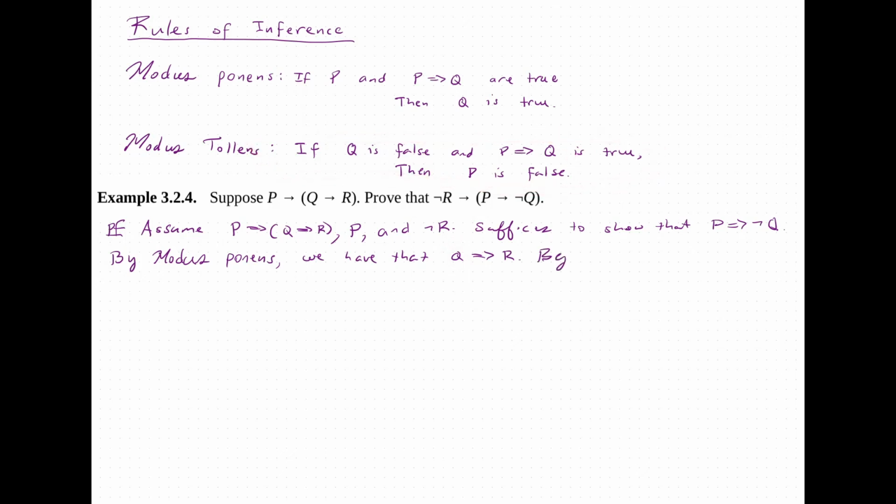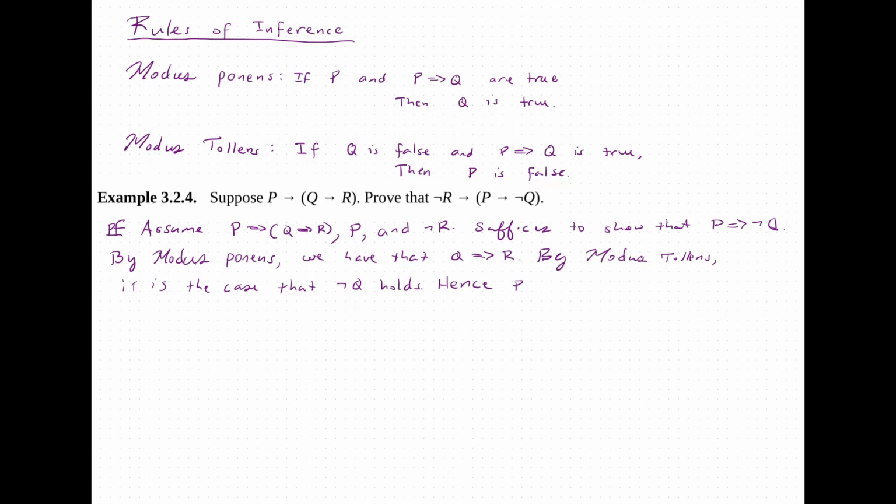And so, by modus tollens, it is the case that not Q holds. But keep in mind that here, since we're doing a mathematical proof, when I say not Q holds, that means that not Q is true. And so we're assuming P, so P is true, not Q is true, so P implies not Q is true.